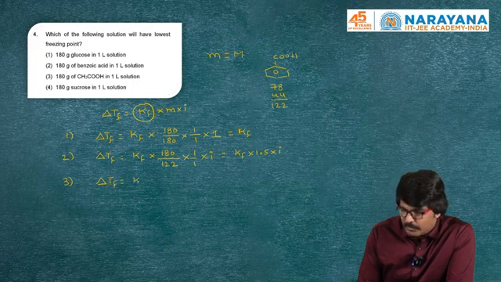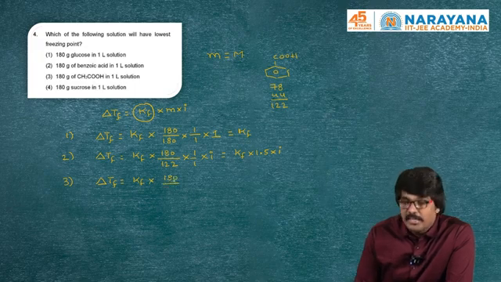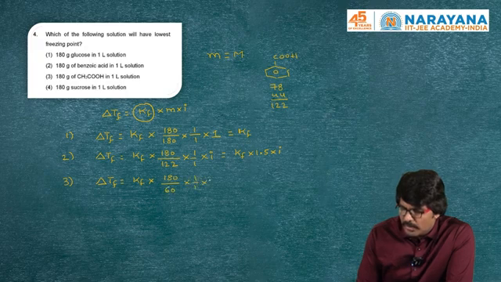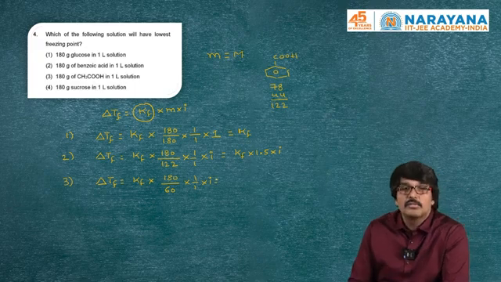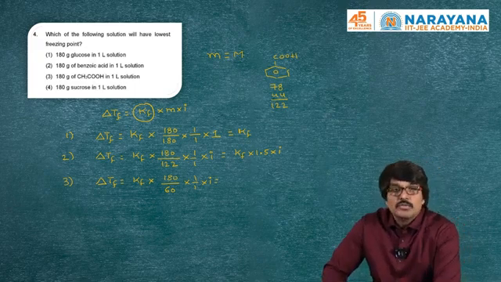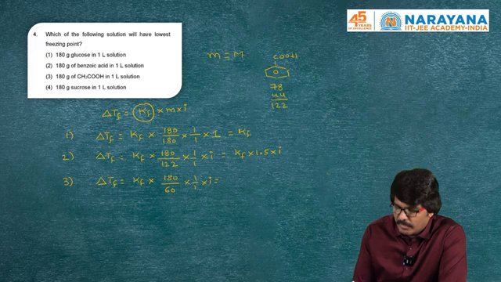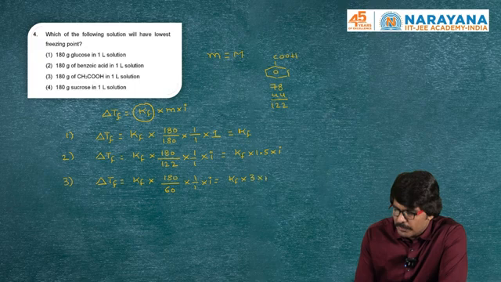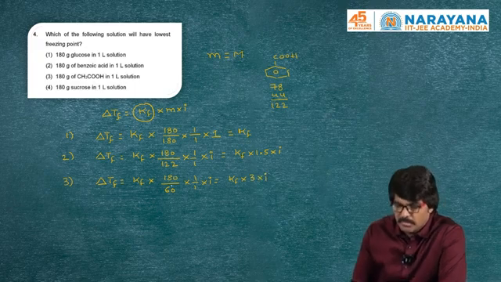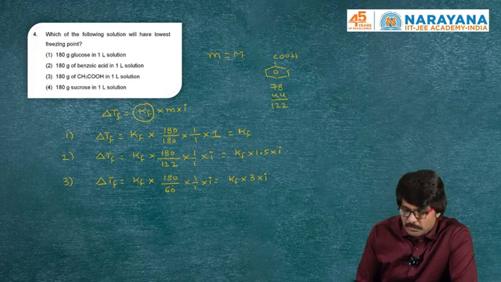Delta Tf is equal to Kf into given weight 180, molecular mass of acetic acid is 60, volume of the solution is 1, Van 't Hoff factor is not given. Actually, this is also a dissociating solute, but Van 't Hoff factor is not given. So this will be something like Kf into 3 into i. So here this is delta Tf of the third option.